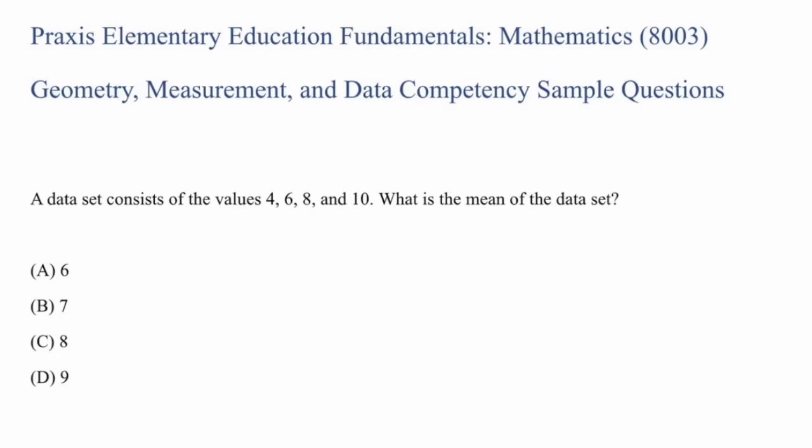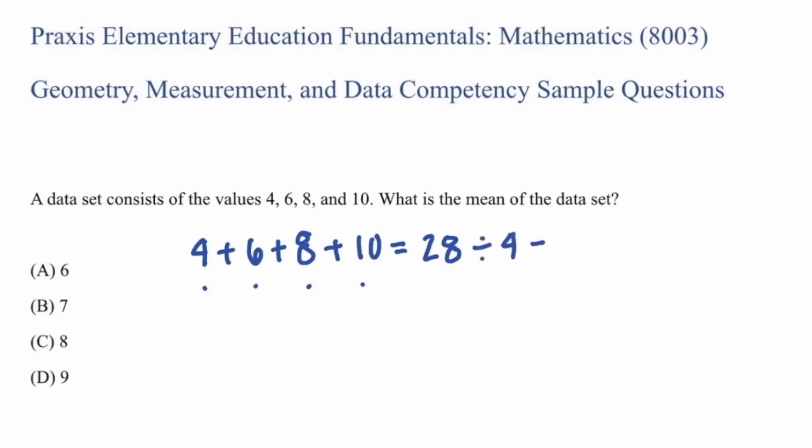What is the mean of the data set? So to find the mean or the average, you're going to add up all of your values and then divide it by the number of values you have. So we're going to add 4 plus 6 plus 8 plus 10. And that gives us 28. And we have 1, 2, 3, 4. So we're going to go ahead and divide that by 4, which will give us 7. So our answer is going to be B.